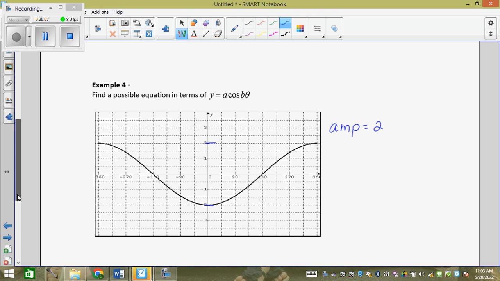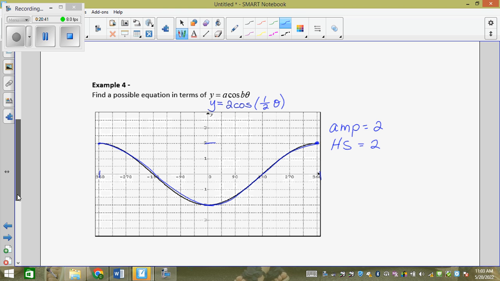And this thing starts at 360, goes past a min, back up to a max. That's how long it takes to repeat itself, correct? 360 to 360 is how much? 720. So what did I horizontally stretch by? 2. So my equation is going to be y equals my amplitude, which is 2, cos. Now what? A half.